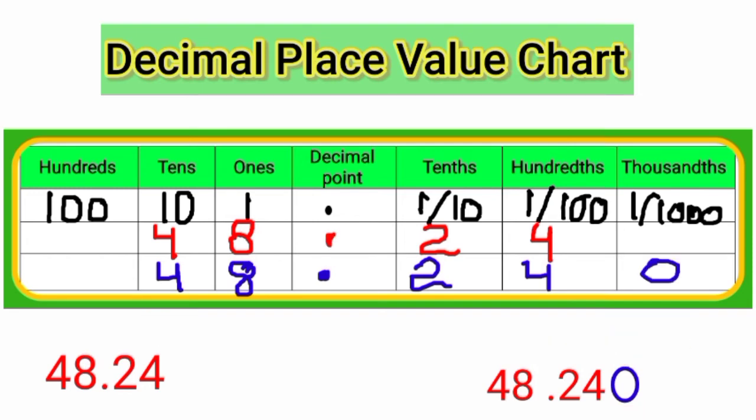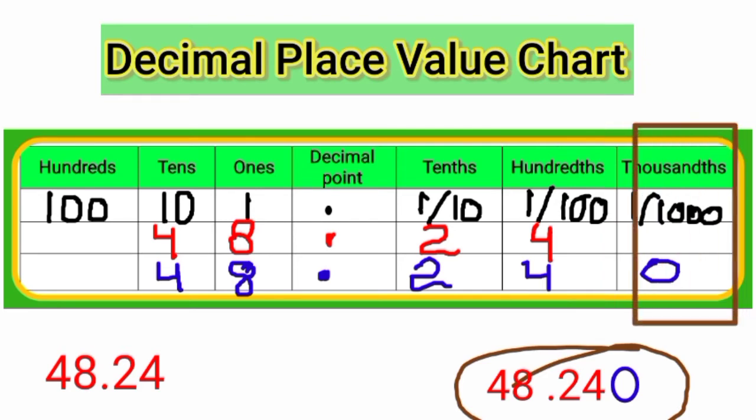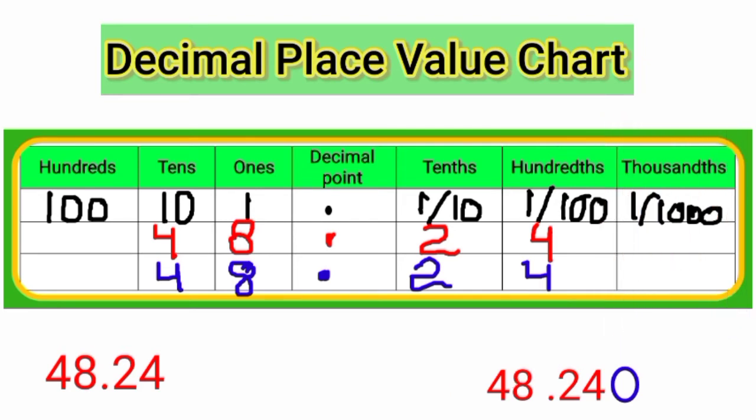Students, if you observe these two numbers, on ones place on both the numbers we have 8, on tens place we have 4 on both the numbers, on tenths place after decimal there is 2 in both the numbers, again on hundredths place in both the numbers we have 4, right? And in the next number at thousandths place we have 0. 0 means nothing, so we can remove it. It means both the numbers are same.